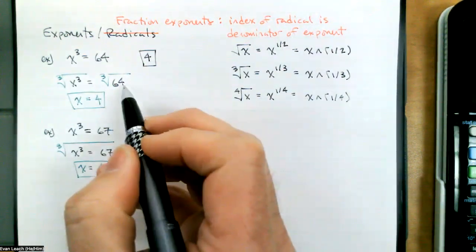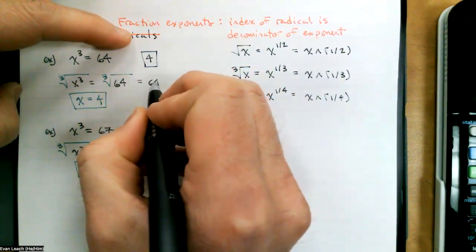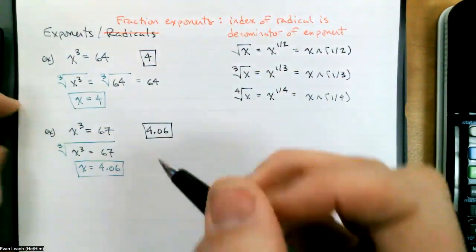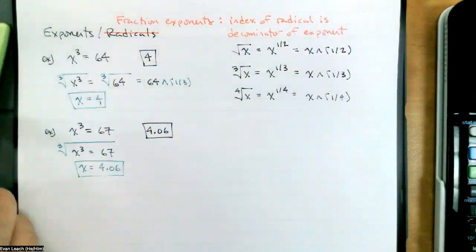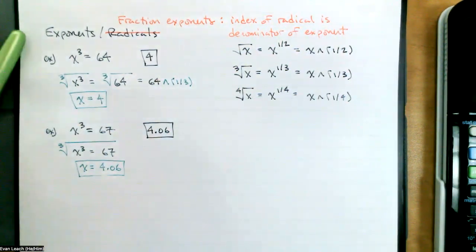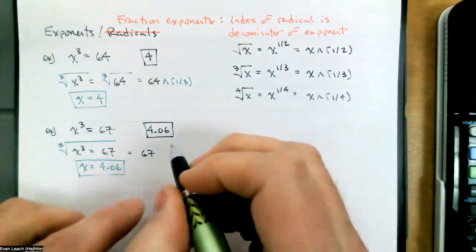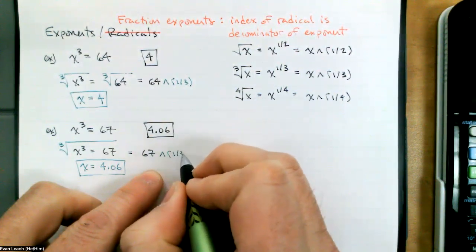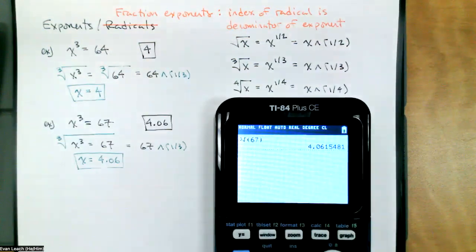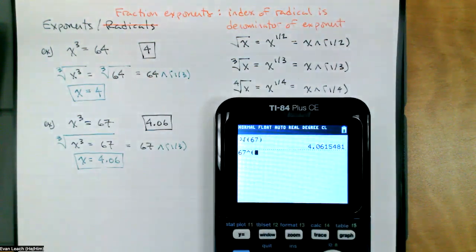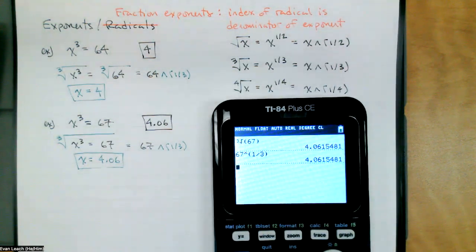So what this means is that if we want to figure out the cube root of 64, we could have also written this as 64 to the 1/3 power. Over here, this cube root of 67, we could have written as 67 to the 1/3 power. There's 67 to the 1/3 power. I got the same thing.